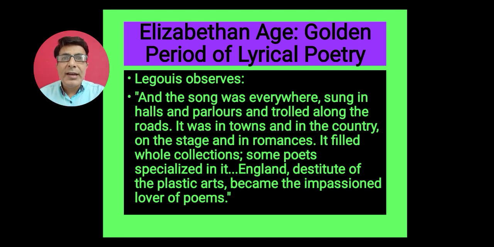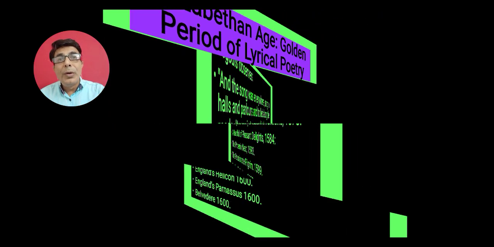Some poets specialized in it. Legois wants to say that this lyrical poetry became so popular that some poets achieved mastery over writing lyrical poetry. England, destitute of plastic arts, became the impatient lover of poems. According to Legois, England became the lover of poems.